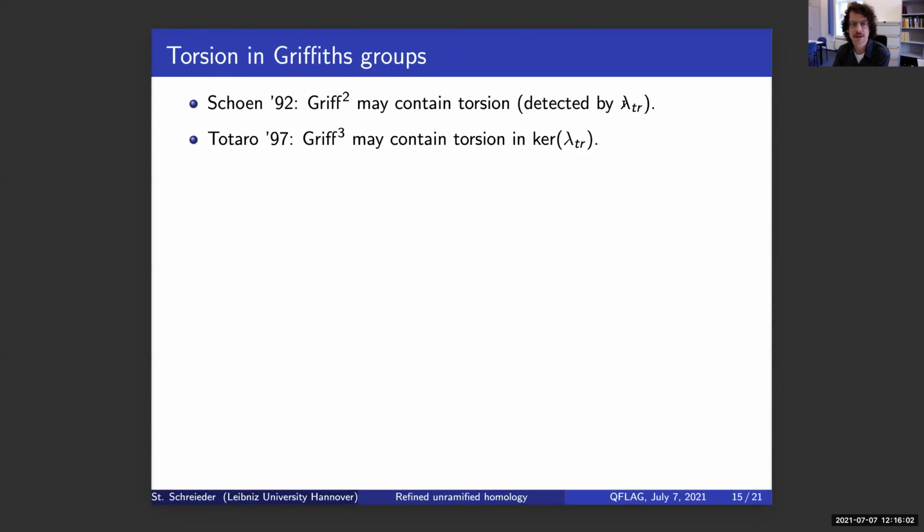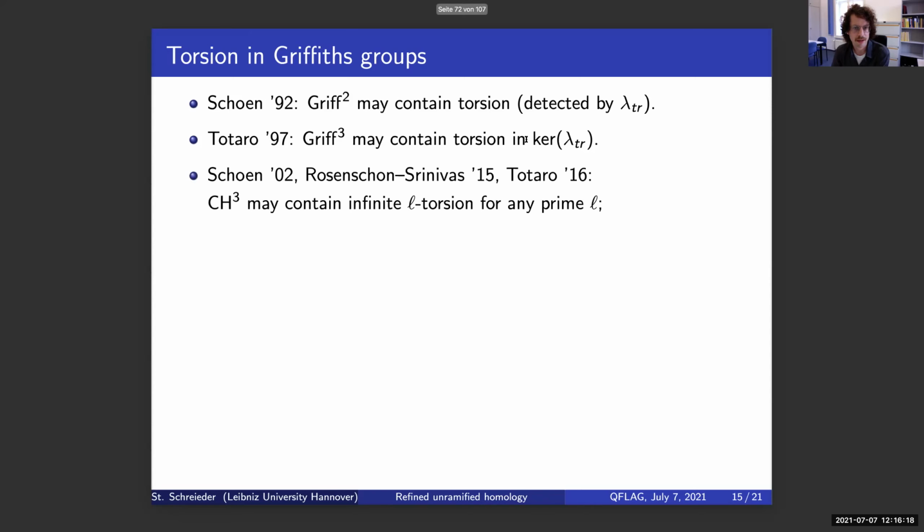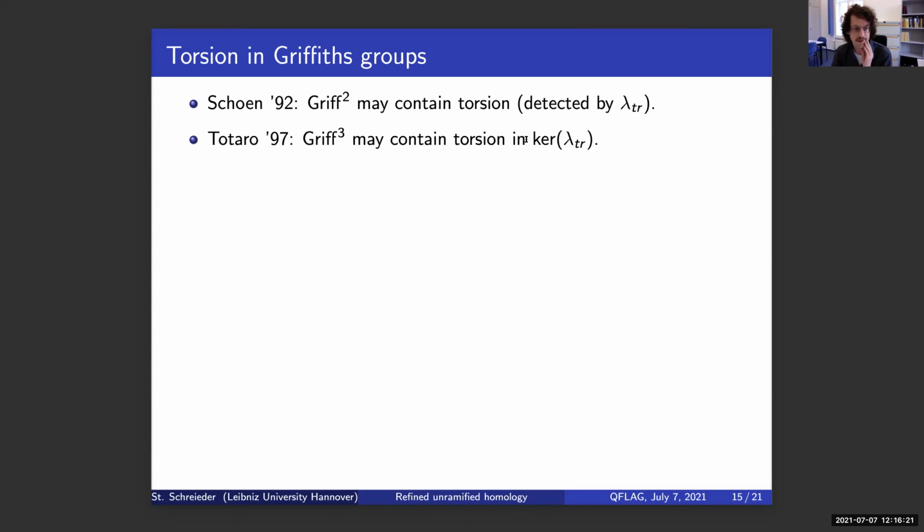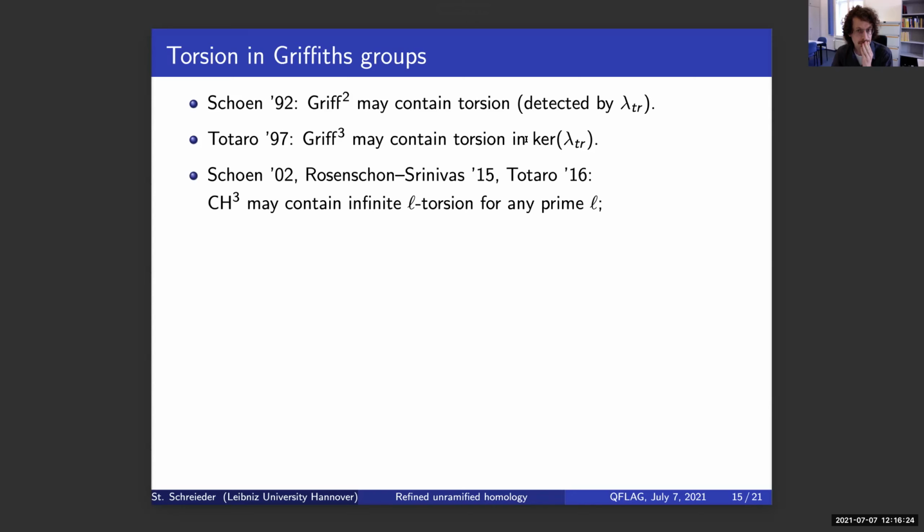And Totaro, in his Chow paper, used cobordism theory to construct torsion classes in Griff 3 that are killed by the Abel-Jacobi map. So there are also classes that are in the kernel of the Abel-Jacobi invariant. And similar examples have been found by Soulé and Voisin. Then there was this paper of Soulé and Voisin that also found some torsion classes that are killed by the Abel-Jacobi invariant. And then the story went on in a slightly different direction.